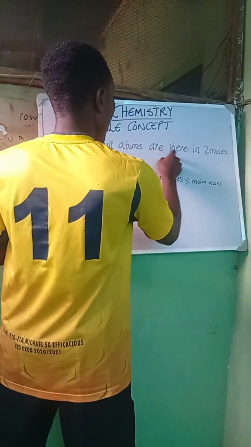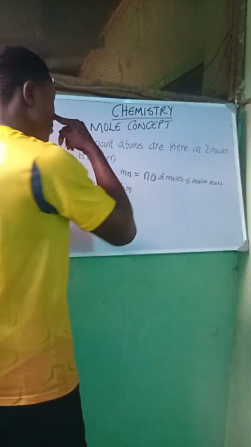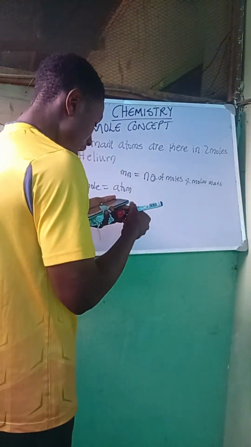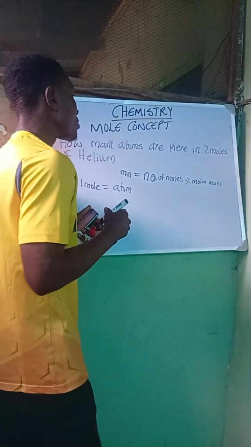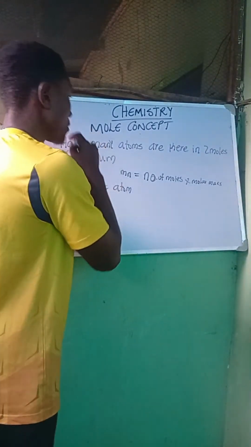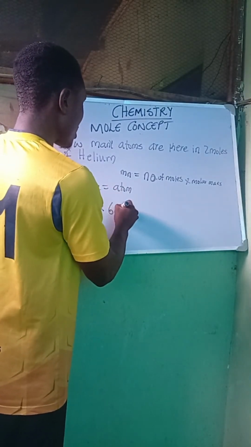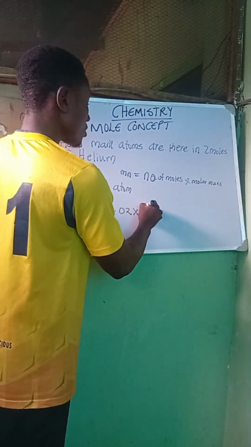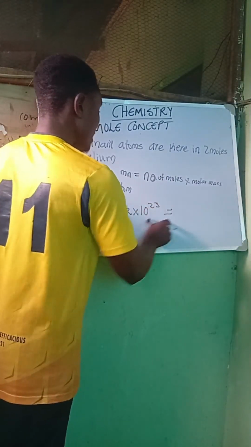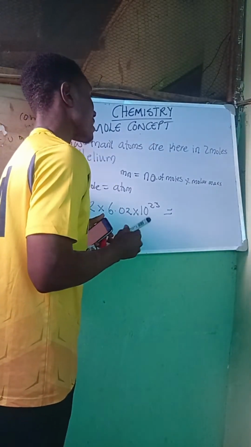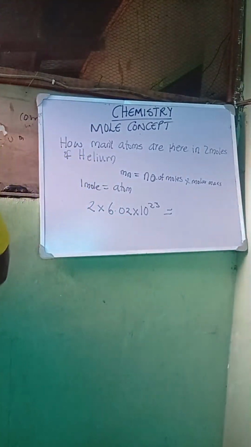How many atoms are there in 2 moles of helium? What you simply do is to bring in Avogadro's constant. We simply say 2 times 6.02 times 10 raised to the power 23. Whatever answer you have here is the number of atoms present in 2 moles of helium.